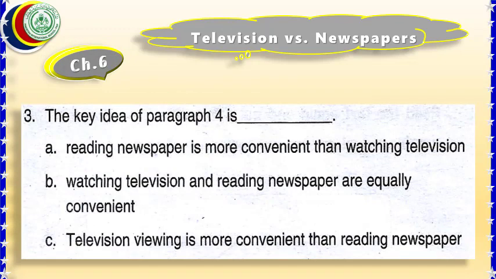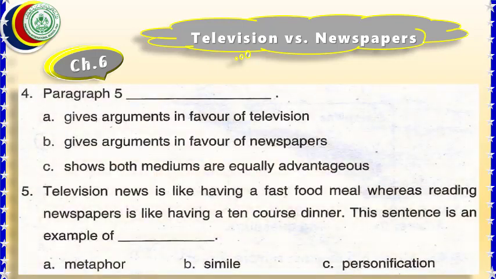The key idea of paragraph 4 is, what is the key idea of paragraph 4? You should read paragraph 4 once again. You will come to know the key idea is that television viewing is more convenient than reading newspaper. Paragraph 5 gives what? Read paragraph 5 and then compare the options given here. You will come to know paragraph 5 gives arguments in favor of newspaper. Let us move to part number 5.